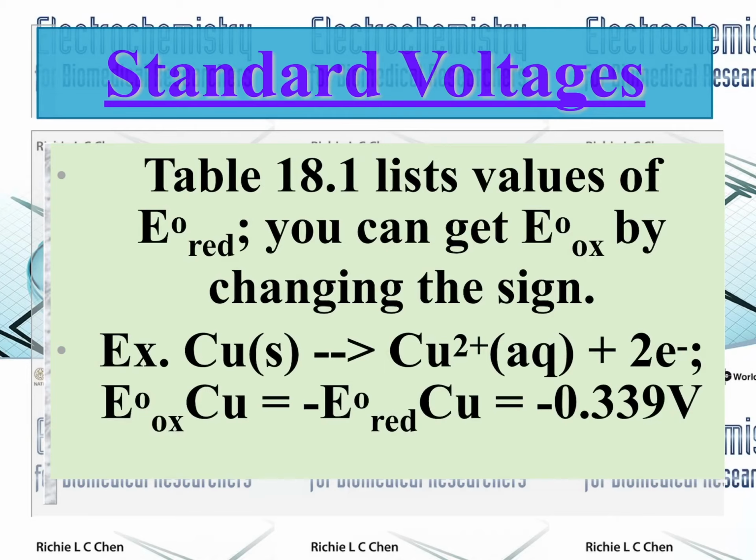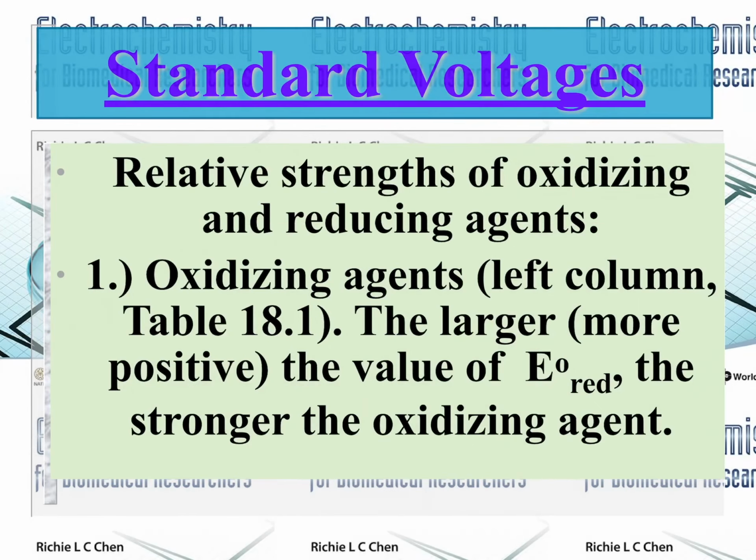All right, so if we look up the reduction potential for copper, we'll find that it is positive 0.339 volts. So the oxidation potential is the opposite of that, negative 0.339 volts.